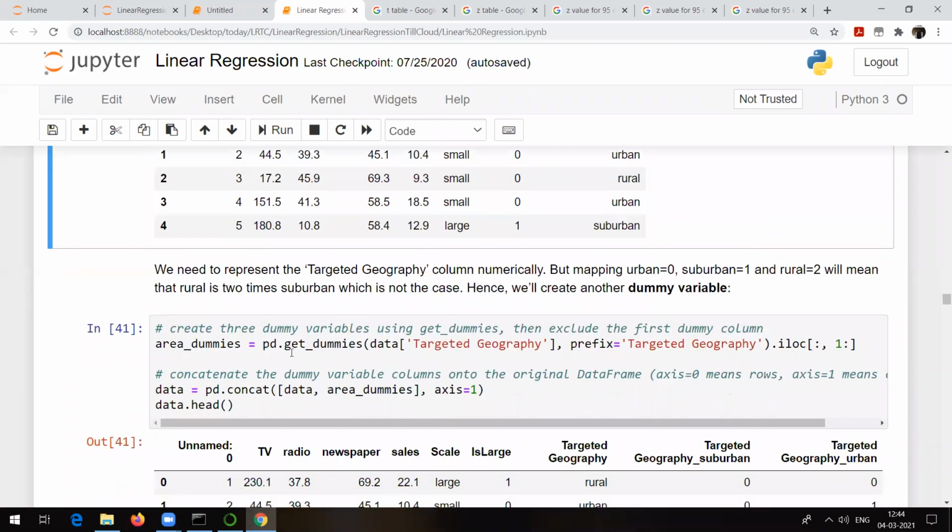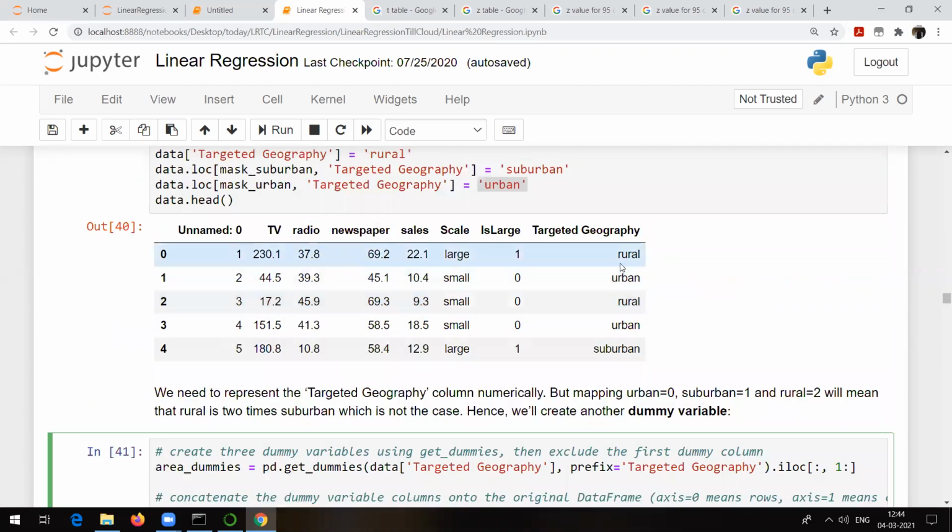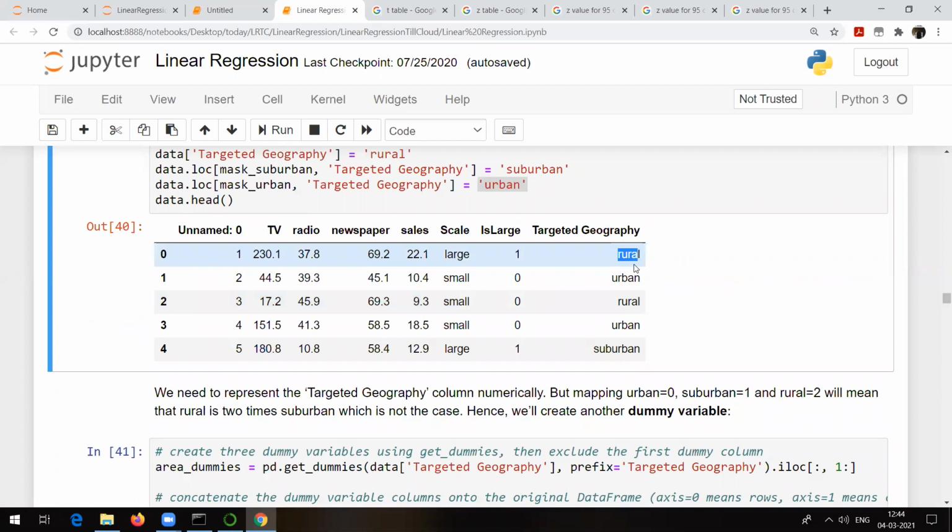Now what is that? In the case of pandas, again assignments. In assignments also there is one question, or otherwise you can go through the notes which I have shared. So area_dummy equals pd.get_dummies. What is this going to do? It is going to convert every value into zeros and ones. Although I'm not executing it, let me tell you what's going to happen with the help of this dummies method. This particular targeted geography will actually be converted into 3 columns.